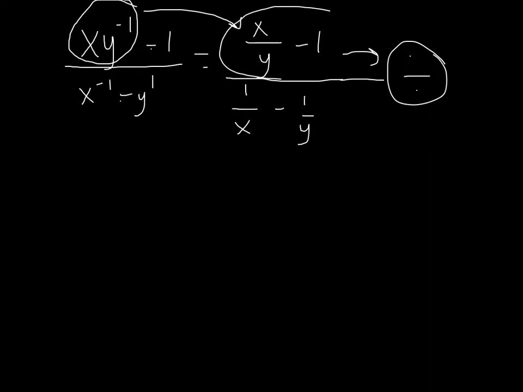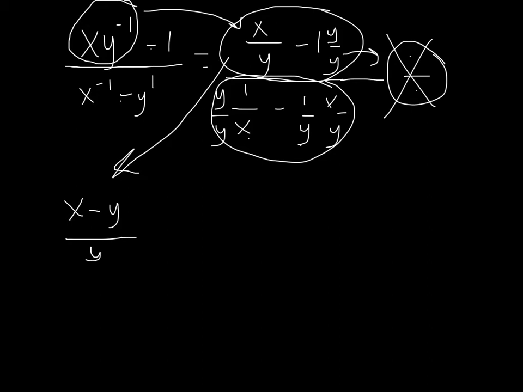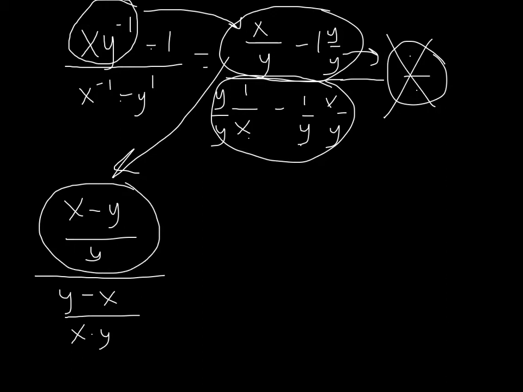What I like to do is keep working within the numerator and within the denominator. And before I can multiply by a reciprocal, I like to find a common denominator. So on top, my common denominator is y. So I have to multiply the 1 by y over y. On the bottom, it's x and y. So I have to multiply this by y over y and this by x over x. This top part results in (x minus y) over y divided by, on the bottom, I get (y minus x) over x times y.